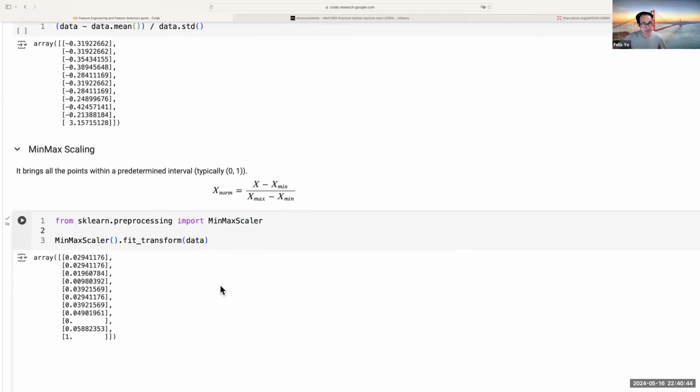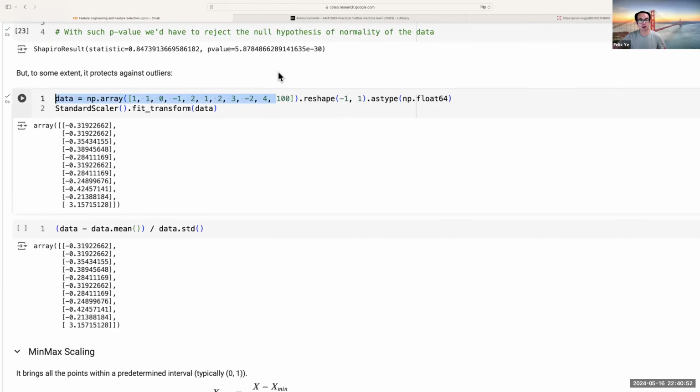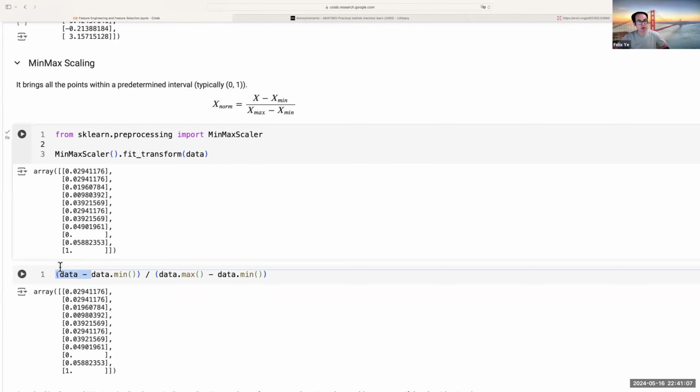So if we do MinMaxScaler for this data, it's like we have a 100 here, right? You can see the value right here is very close to 0, and 100 is being mapped into 1. Since we know the data will be mainly concentrated at 0, and there's one left at 1.